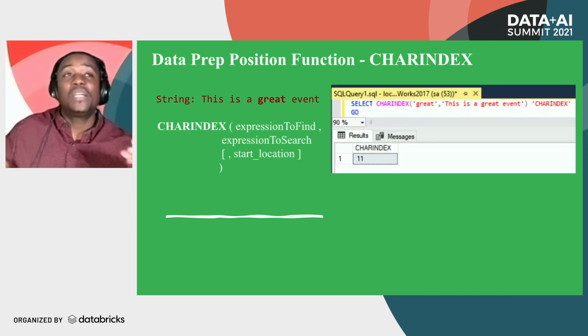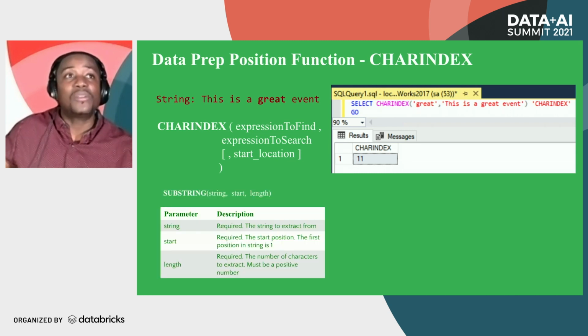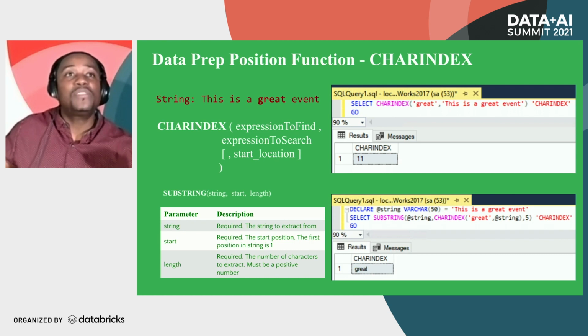Let's keep it simple here. The expression to find is grade, and the expression to search is this is a great event. We were able to get the location of grade, right? Let's say the goal was to extract it. With the help of SUBSTRING, as you can see, we don't have time to go over the parameters. What I'm doing here is passing, first of all, the string, and then giving the start location. With the help of CHARINDEX, we were able to give it. And we know it's 5 characters, so there's no need to maintain it dynamically. We put 5. So if you're looking here, we got grade.